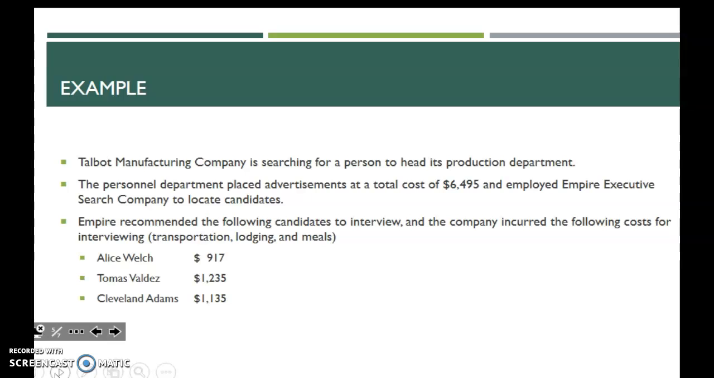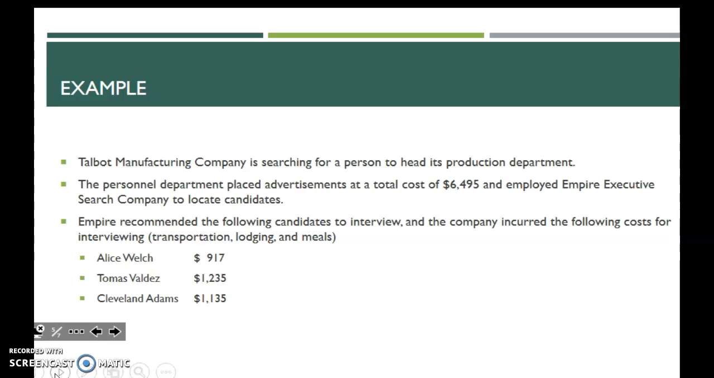Talbot Manufacturing Company is searching for a person to head its production department. The personnel department placed advertisements at a total cost of $6,495 and employed Empire Executive Search Company to locate candidates. Empire recommended Alice Welch, Thomas Valdez, and Cleveland Adams.